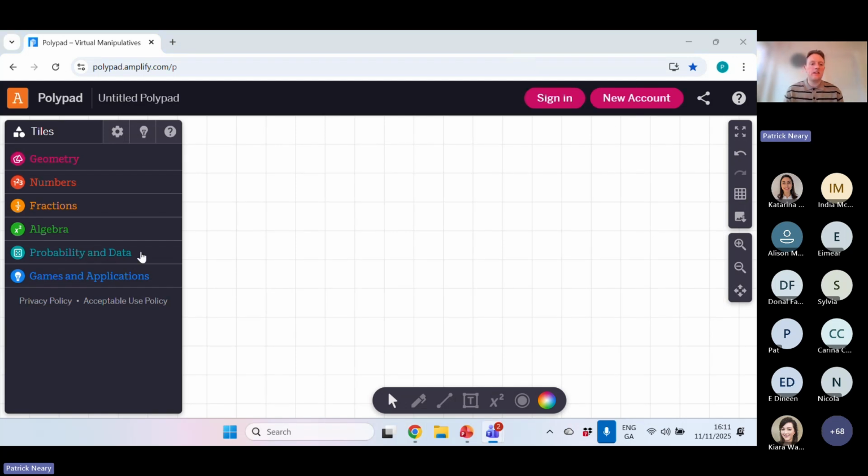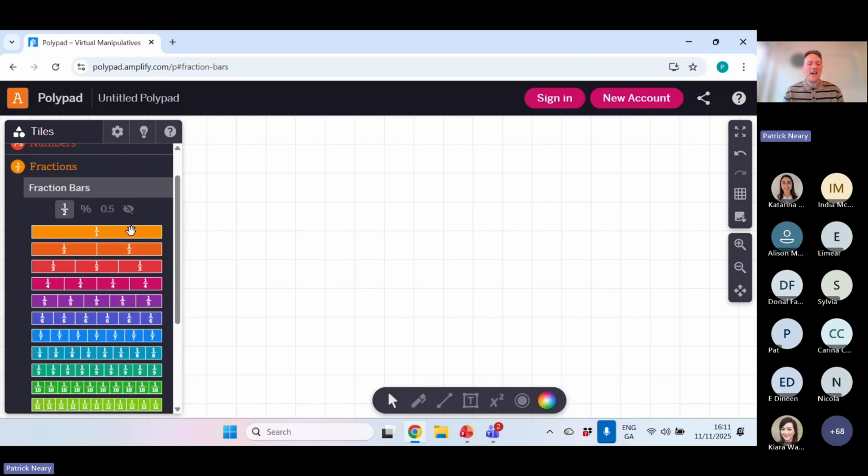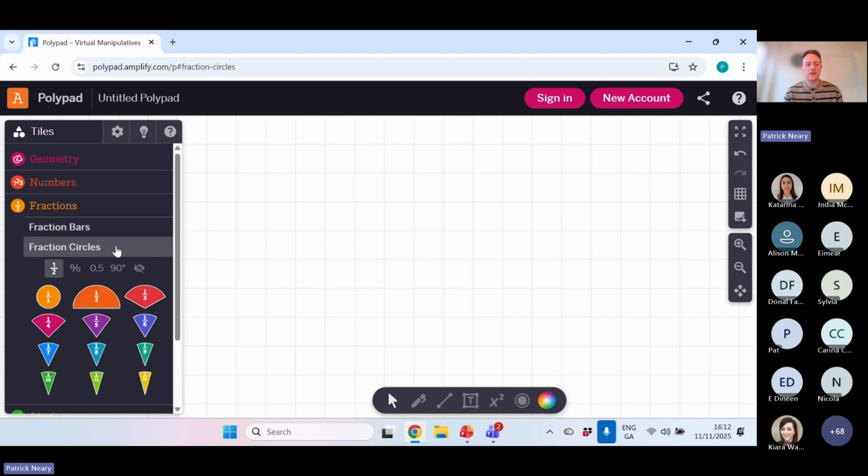And my go-to, let's say the best tool to go with Polypad, my favorite, is definitely the fractions. Although I might be biased because, as I mentioned, it's one of those topics I like teaching the most. So in the fraction tools over here, you have an option. You can go with fraction bars or you can go with fraction circles.